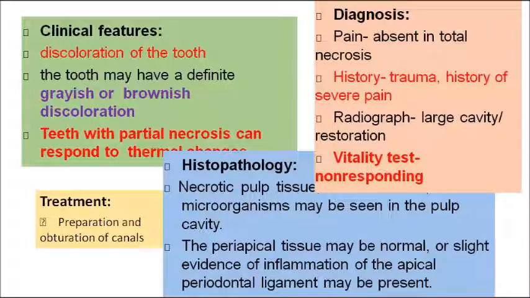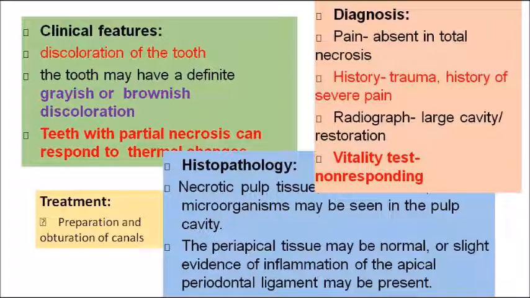Histopathologically, if you see, there will be necrotic pulp tissue, cellular debris and microorganisms which may be seen in the pulp cavity. And the periapical tissue may be normal, or slight evidence of inflammation of the apical periodontal ligament will be seen. So these are the two features you can expect in the histopathology. And the treatment aspect: there is only preparation and obturation of the canal, that means root canal treatment. This is the only treatment option for pulpal necrosis. If the root content is firm, properly there, and root length is there, then you have to follow with root canal treatment. So the main points you should understand are discoloration of the tooth; with partial necrosis, there will be thermal changes which can respond; greyish or brownish discoloration will be seen; and in vitality testing, there will be no response.